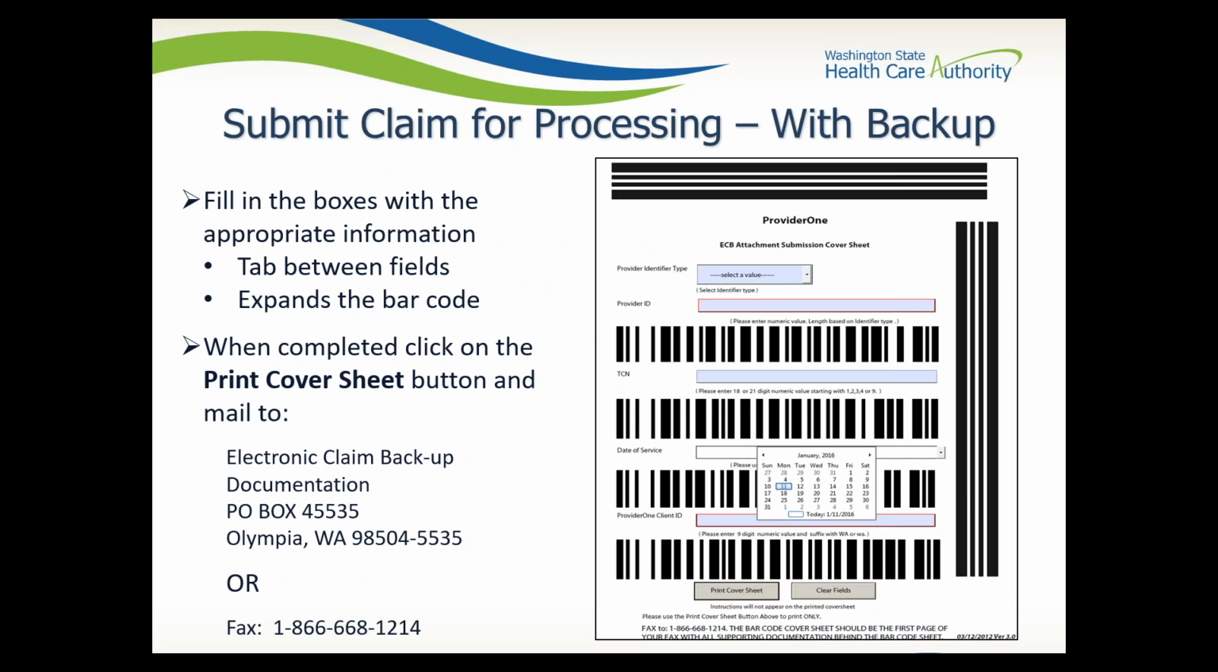This cover sheet will come up as a separate screen from ProviderOne as a PDF file. Complete the first drop-down to choose the Provider ID and PI and enter that number in the Provider ID field. Tab to the TCN field and enter the claim number you received on your Submitted Dental Claims Detail screen.